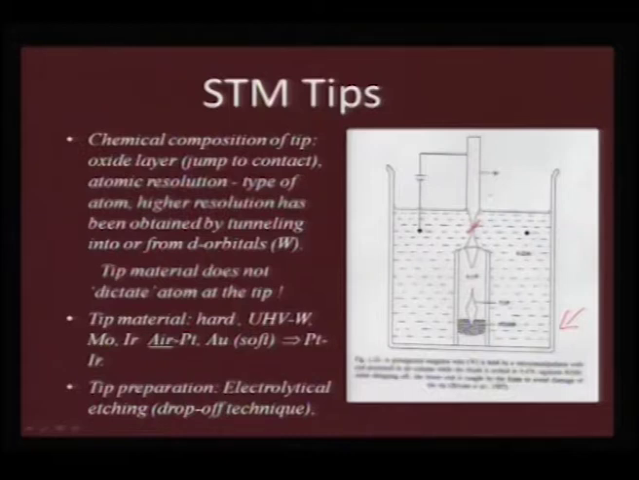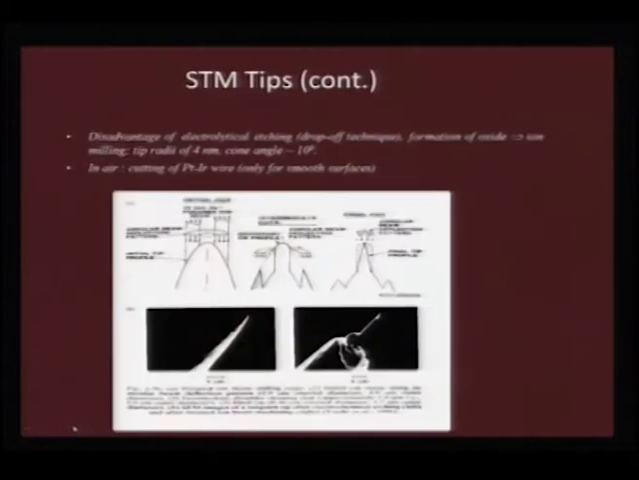There are different ways that this can be done, but this is the simplest and cheapest way of preparing an STM tip. This is usually engineered for a variety of applications. For example, if you are working in ultra high vacuum conditions, then tungsten, molybdenum, and iridium are the preferred tips. If you are working in air, then platinum or gold, platinum-iridium, are used for such procedures.